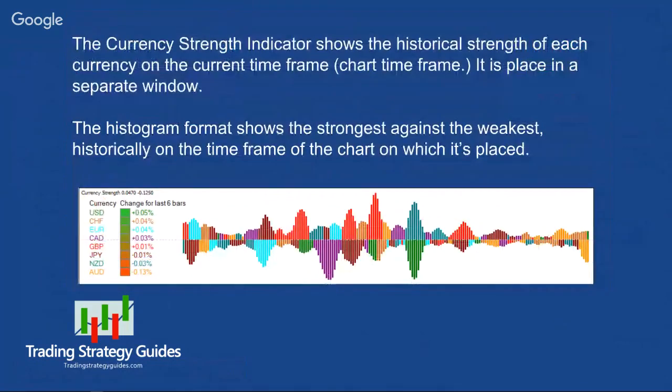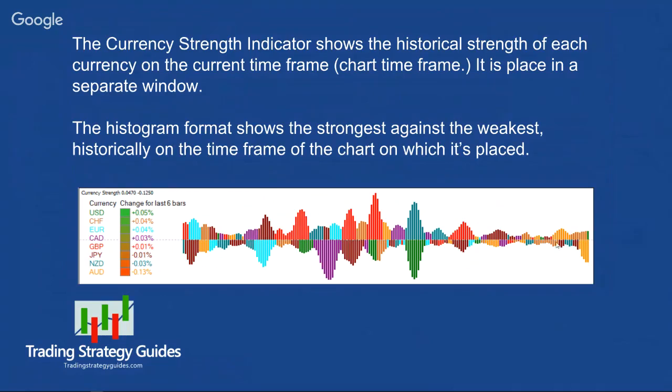This shows the historical strength of each currency on the current time frame. Whatever time frame chart you place this on, it'll show you the historical strength of each currency. In the histogram format that you're looking at right here, it only shows the strongest against the weakest. But that's kind of nice information because you can see how the weakest has gotten weaker over time, and how the stronger currencies change periodically.